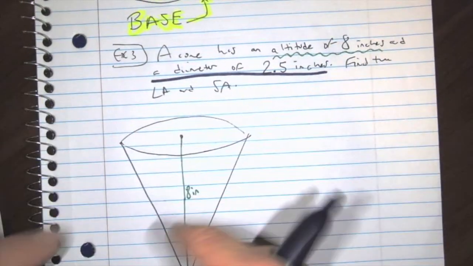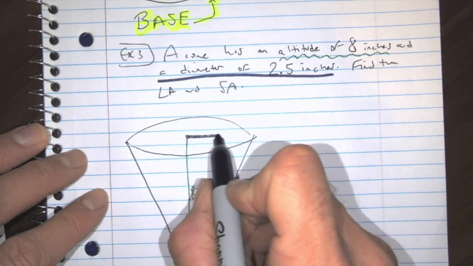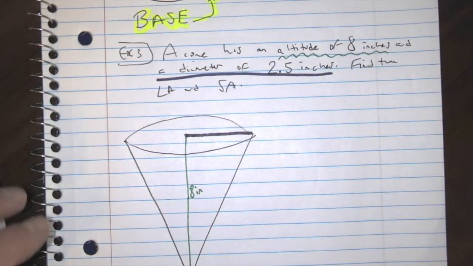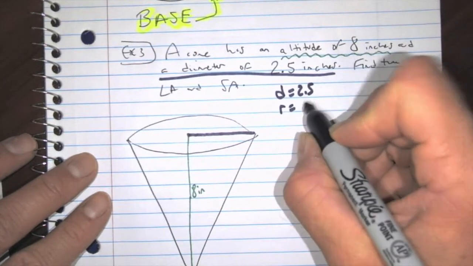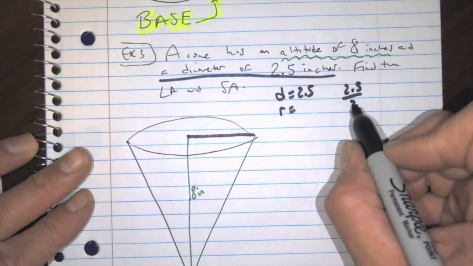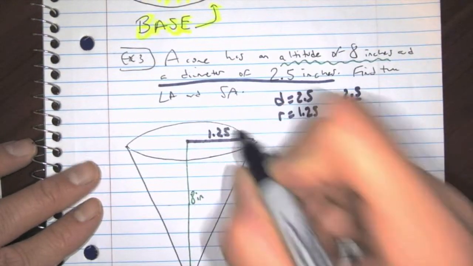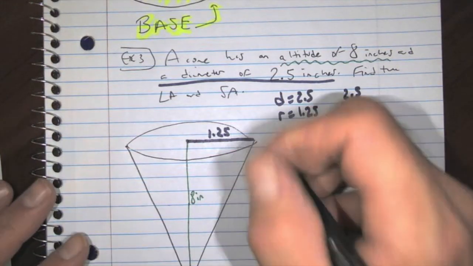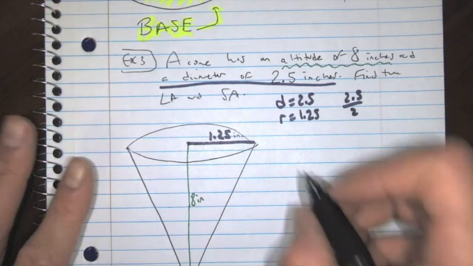So if the diameter is completely across the circle, I don't really want to work with the diameter. I want to work with the radius. So if the diameter is 2.5, then the radius must be half of that. Mental math, 2.50 cut in half is 1.25. So the radius is 1.25 inches. That's all they give us in the problem. Is that enough information to find the LA and the SA?